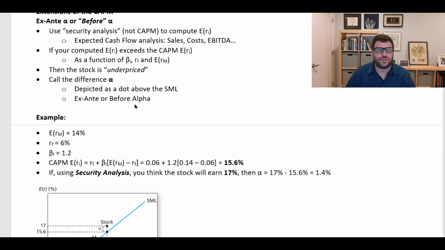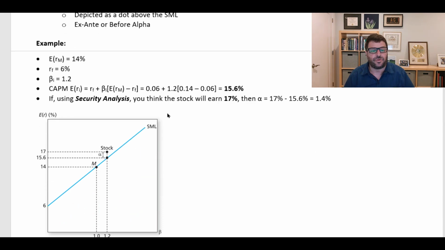And we would refer to this difference as the ex-ante, or before alpha, and it would be depicted as a dot above the security market line. The idea being that eventually the stock must return to the security market line when people realize that the stock is underpriced. They will buy it, the price will go up, and if I've already bought it ahead of time, then I earn extra return.